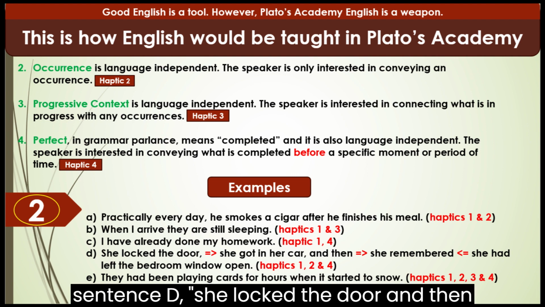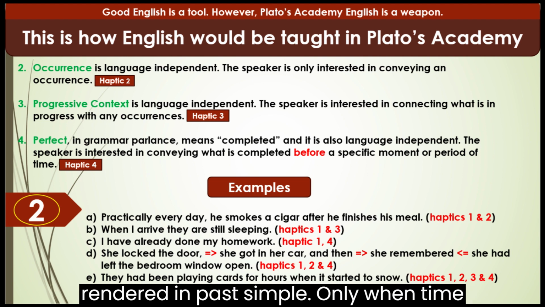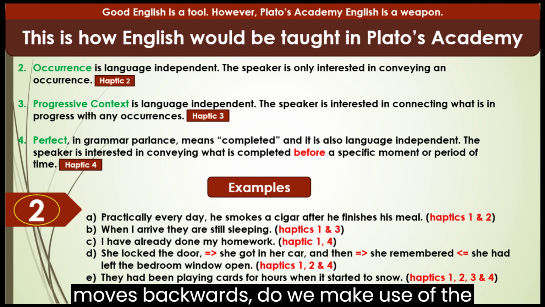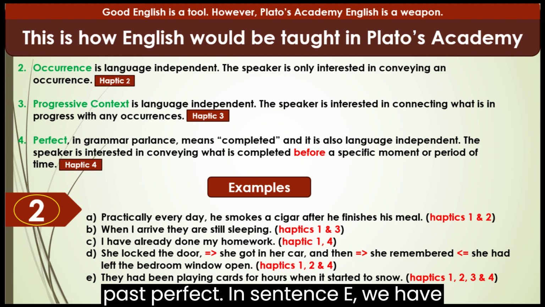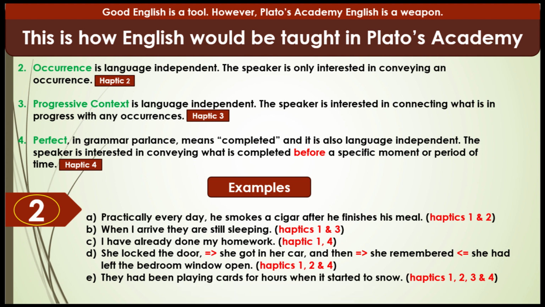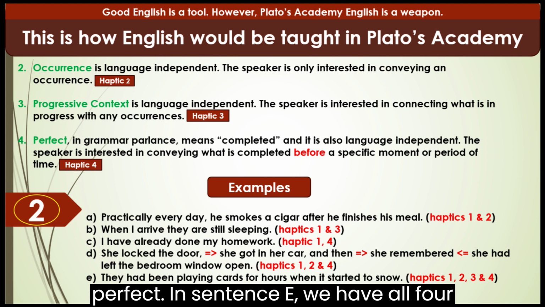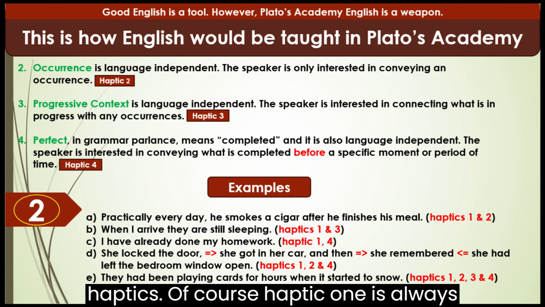In sentence D, she locked the door and then got in her car. Both occurrences are rendered in past simple. Only when time moves backwards do we make use of the past perfect. In sentence E, we have haptics 1, 2, 3, and 4. That is, the time is past. Part of the context is progressive, part of it is mere occurrence, and part of it is perfect. In sentence E, we have all 4 haptics. Of course, haptic 1 is always there.